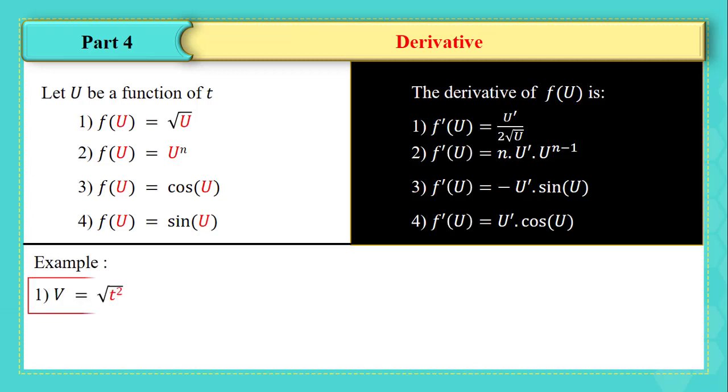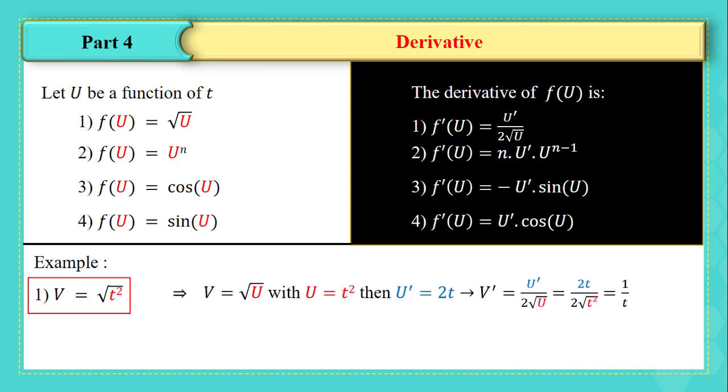Example number 1. V is equal to radical t squared. Note that this function has the shape of radical u, where u is equal to t squared. First of all, we have to find the derivative of u, which is 2t. Then, substituting it in its equation, u prime divided by 2 radical u, it will give 2t divided by 2 radical t squared, which is equal to 1 divided by t.